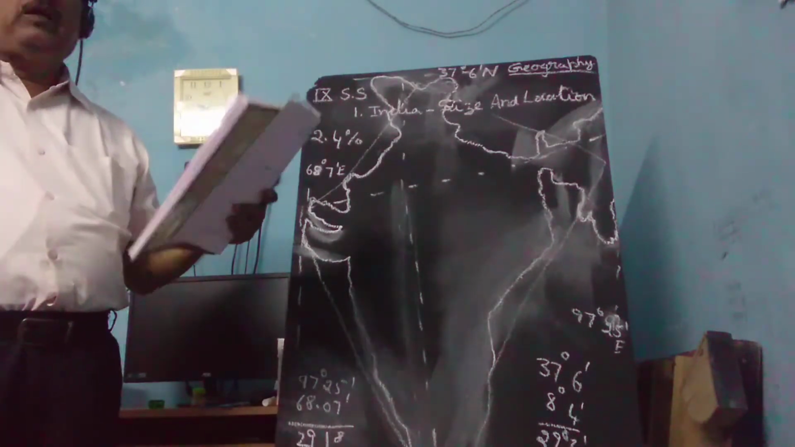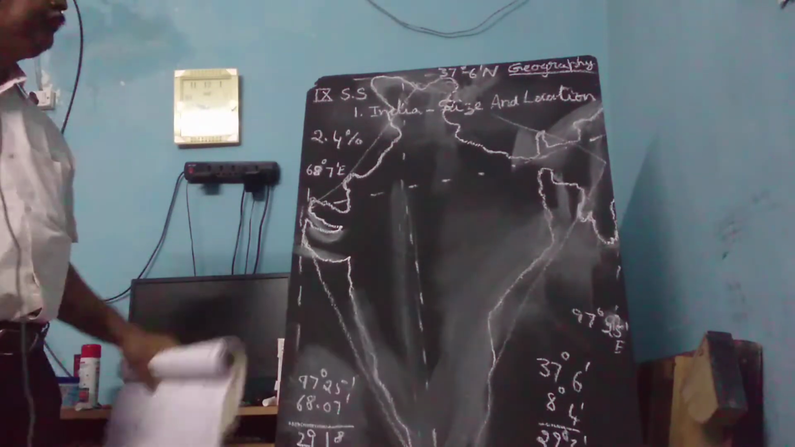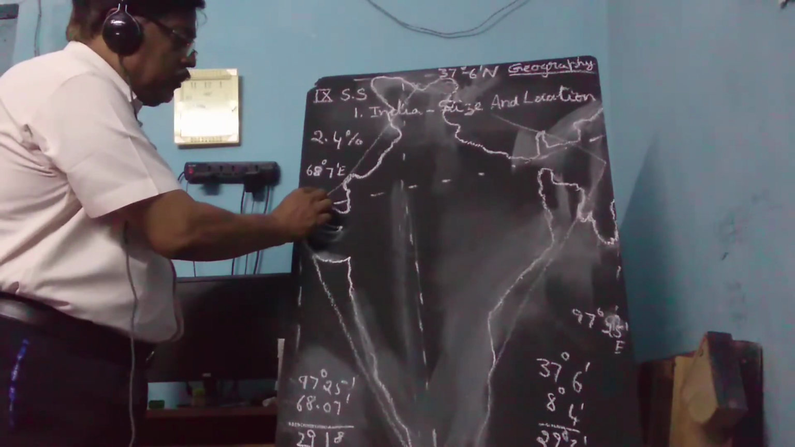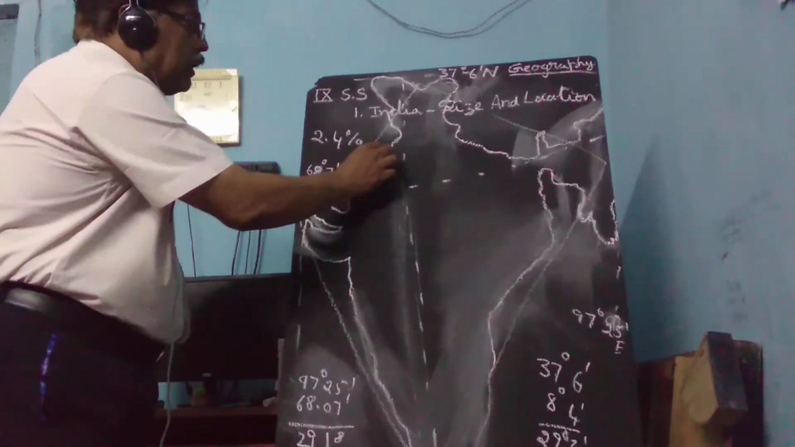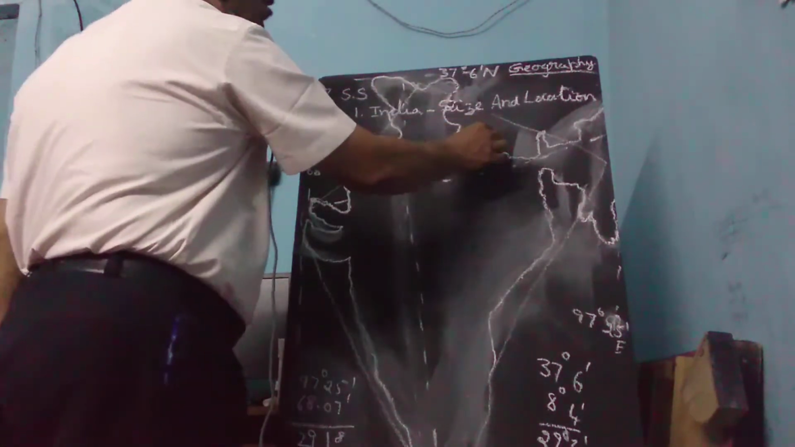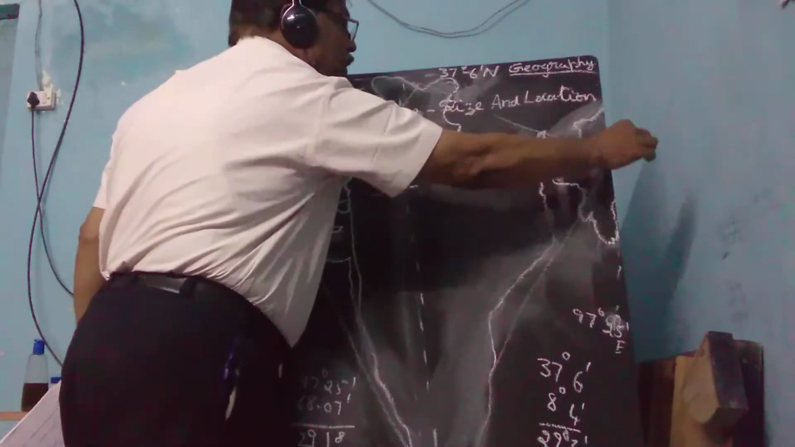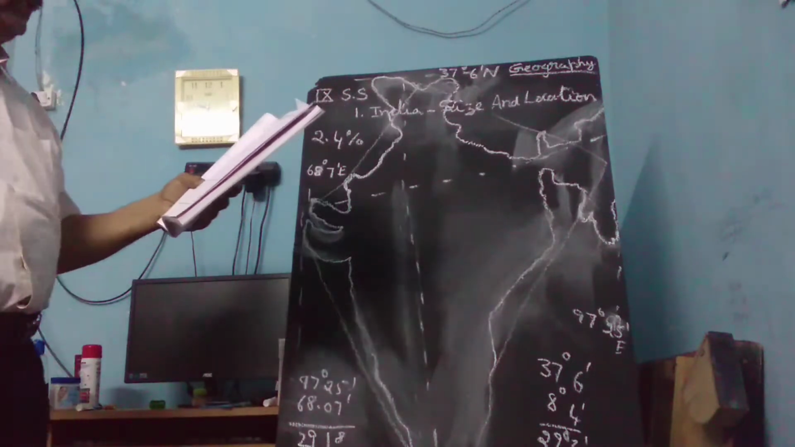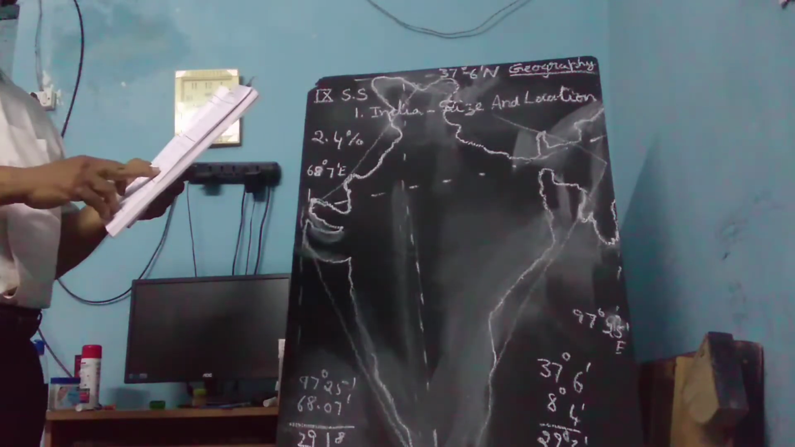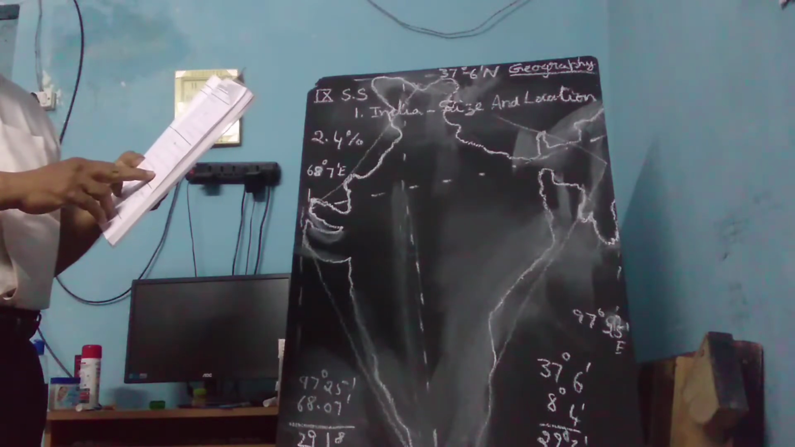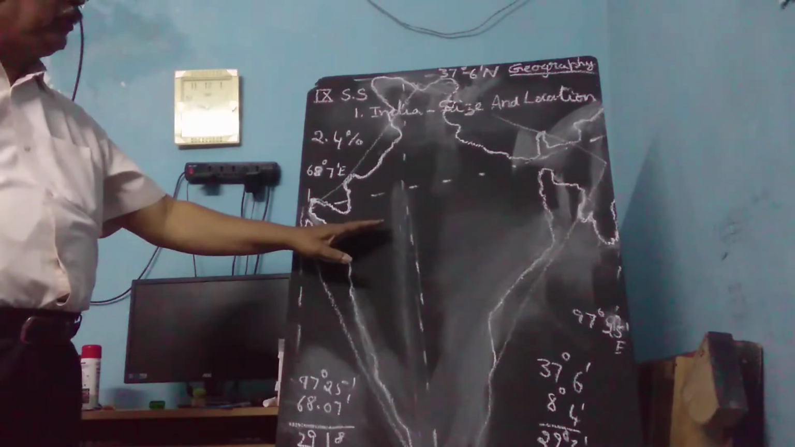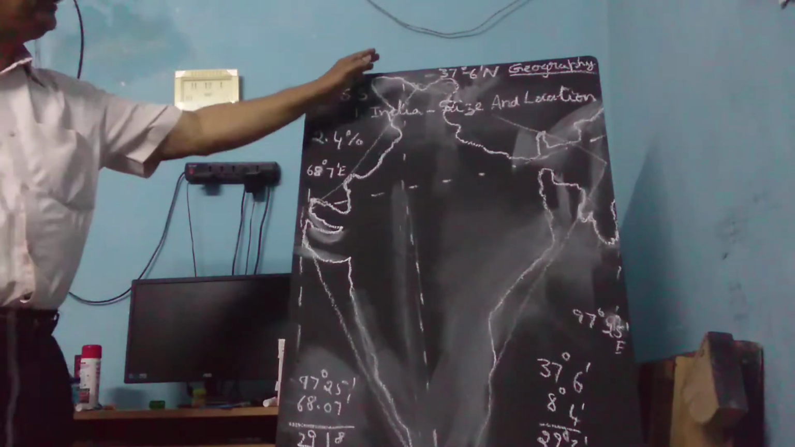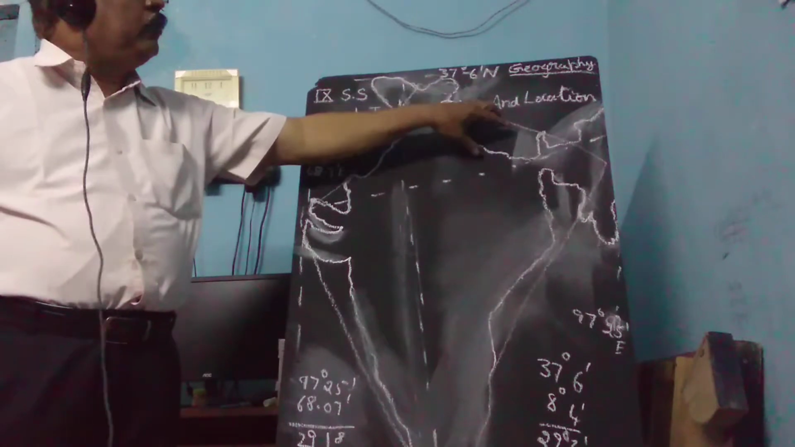And now see the boundaries. The land boundary starts from here, comes like this, like this, like this. This is all considered as the land boundary. This land boundary's length is 15,200 kilometers.